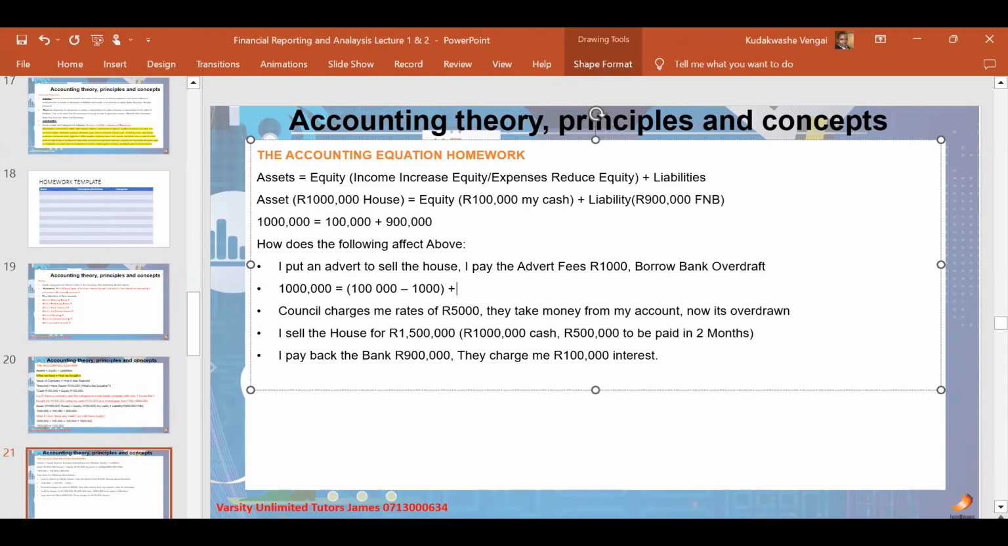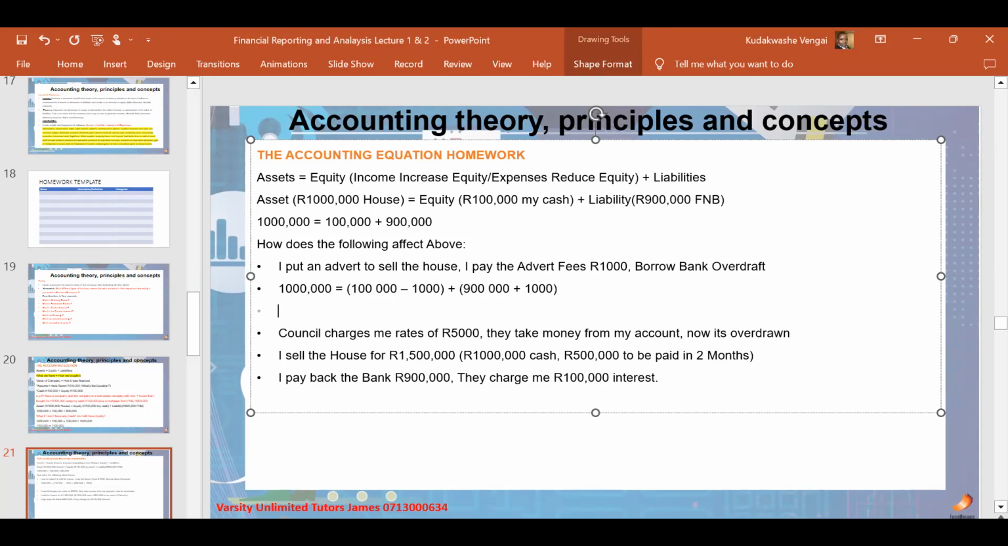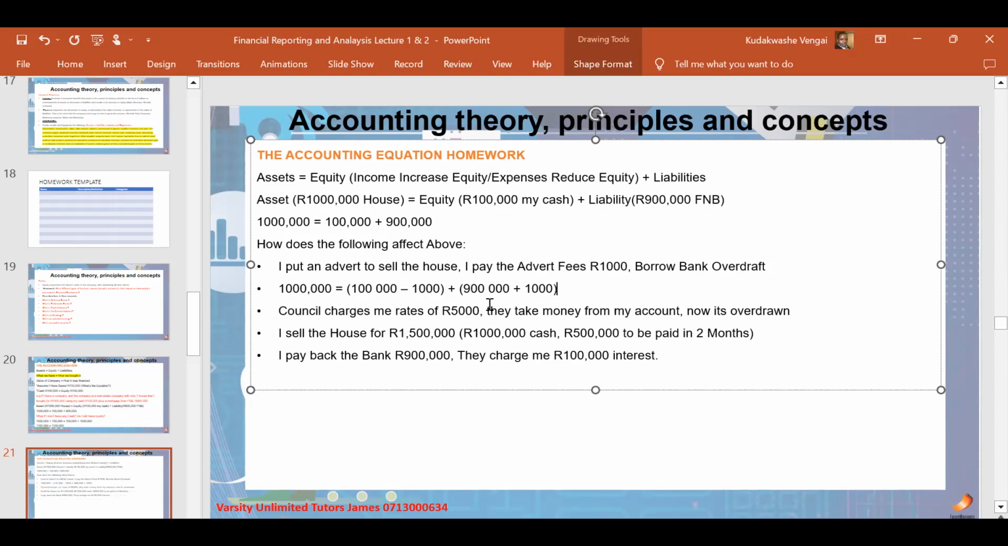Plus, I still owe the bank 900,000 for the house. But in addition to the 900,000 for the house, I now owe the bank what? Another 1,000 for the overdraft. Am I still balancing? If you do your mathematics there, you can see that I still have 1 million on the other side, on the equity and liability side. So I am balancing. This is what happens in a business. When we talk about double entry and whatnot, that's what we are talking about. You have to balance out your equation at the end of the day.